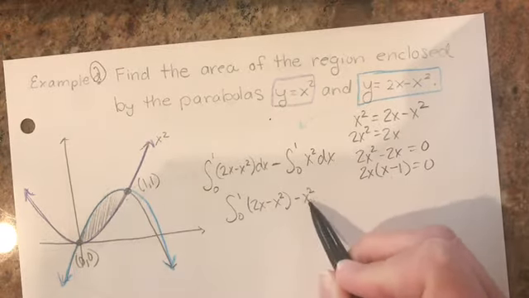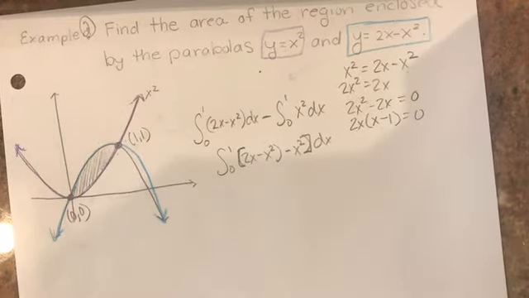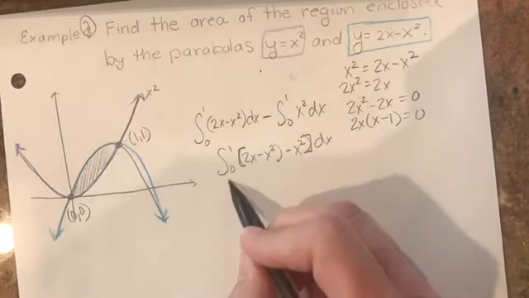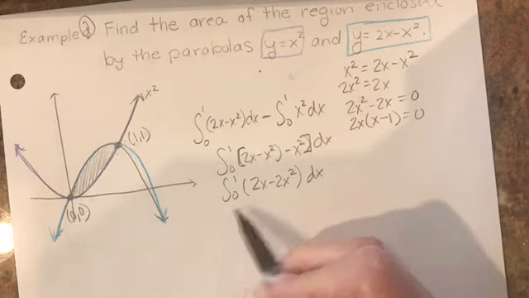And all of that dx. Maybe I should make those brackets. Okay, looking good. So we can simplify this as, so I'm not doing anything yet, just simplifying, 2x minus 2x squared dx. And now let's go ahead and integrate.